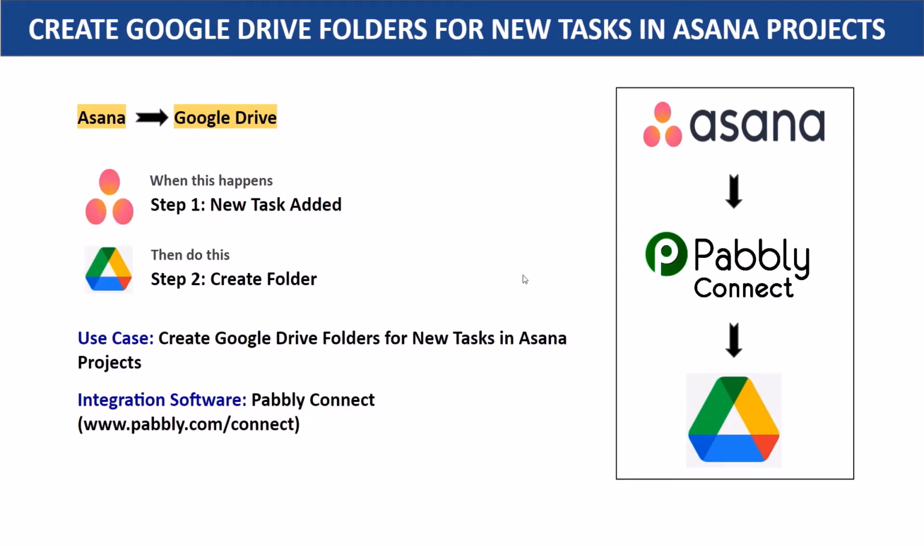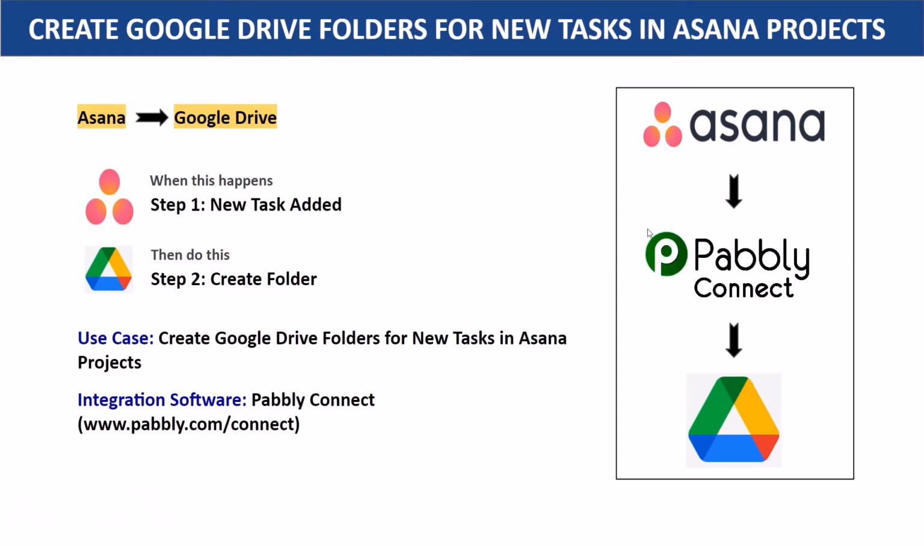So here you have two choices. The first choice is to copy all the details of the task from Asana, sort it out, and manually create a folder in Google Drive. The problem with this approach is it's very repetitive and tiresome. So here I would suggest that you bring in some automation so that whenever a new task is added in Asana, a folder is automatically created in Google Drive.